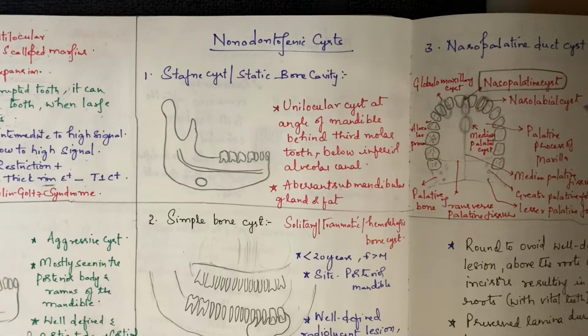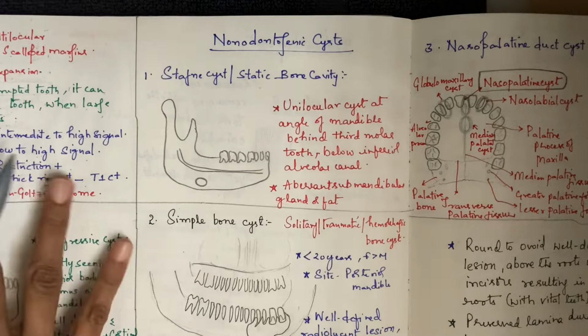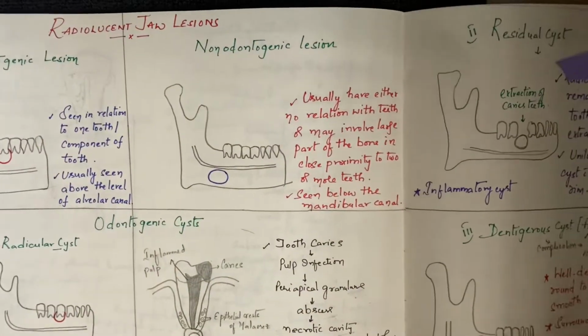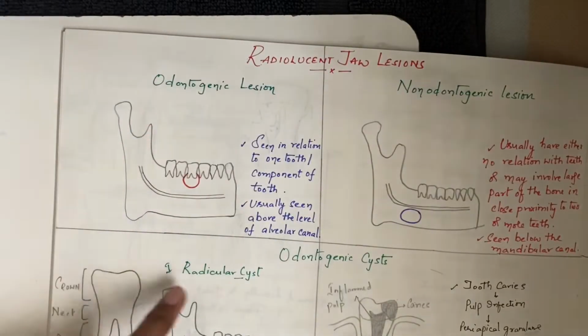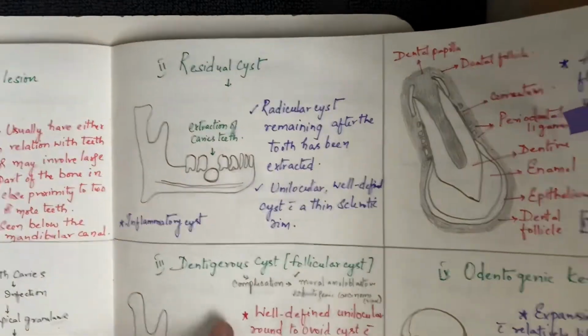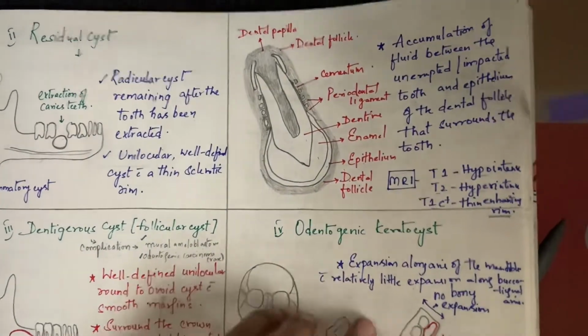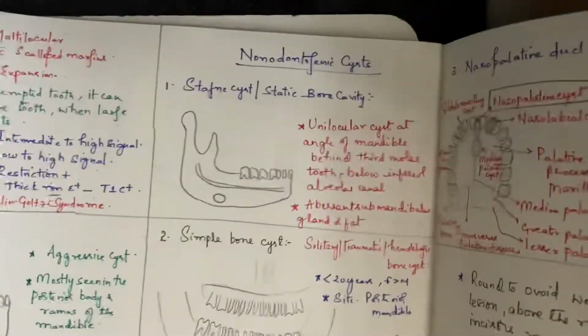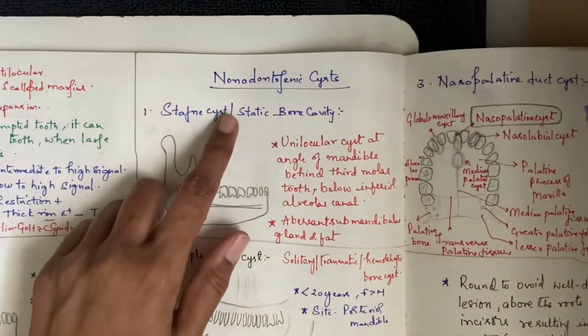Today we will be discussing radiolucent lesions of the jaw, part 2. In part 1 we discussed odontogenic lesions, which included radicular cyst, residual cyst, dentigerous cyst and odontogenic keratocyst. Today we will be reading about non-odontogenic cysts.